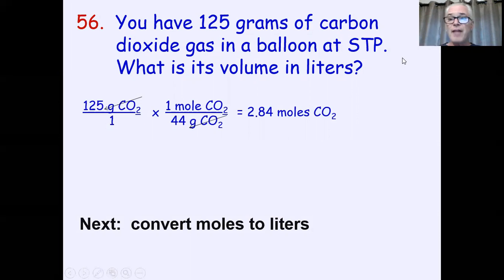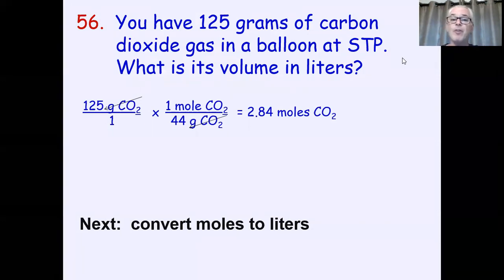Now, I didn't show all that because you're supposed to know this by now, right? This is the 4th or 5th class. We've been doing this, homework problems. You got to know you need the molar mass, and we know how to figure out the molar mass. You just have to remember to do it. 125 grams of carbon dioxide is 2.84 moles of carbon dioxide.